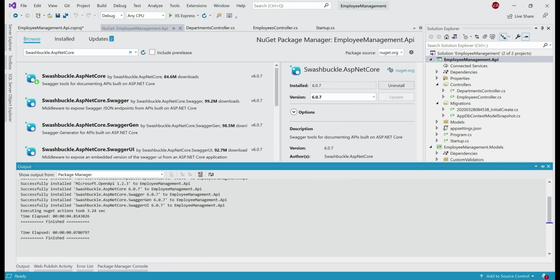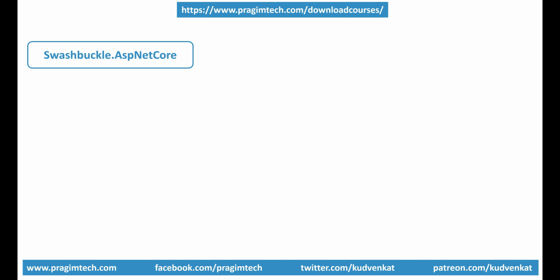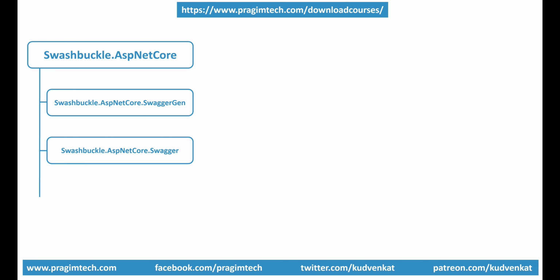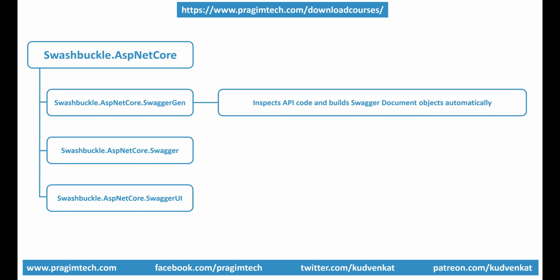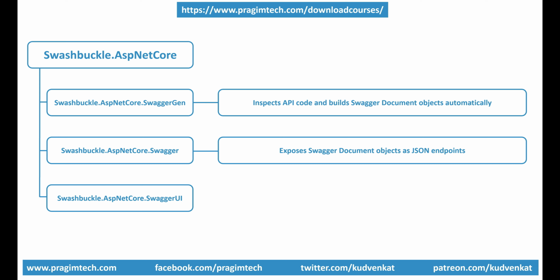There we go. Installation complete. This main package, Swashbuckle.AspNetCore, has a dependency on the following three NuGet packages: SwaggerGen, Swagger, and Swagger UI. The first package, SwaggerGen, inspects our API code, that is, our API routes, controllers, and models, and then builds the Swagger document objects automatically. The second package, Swagger, exposes Swagger document objects as JSON endpoints.